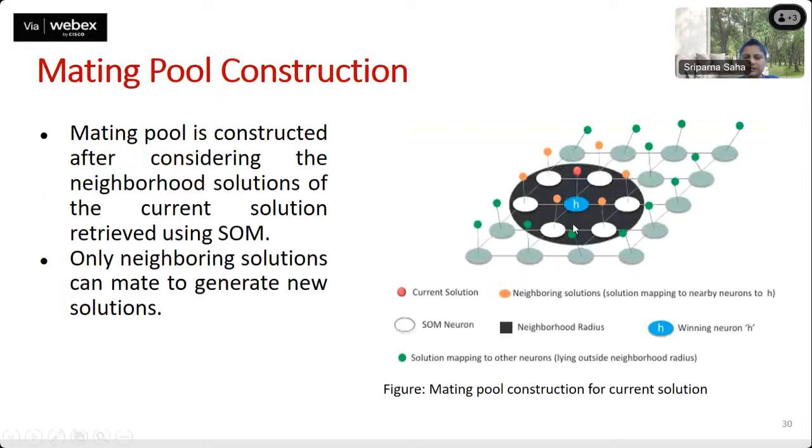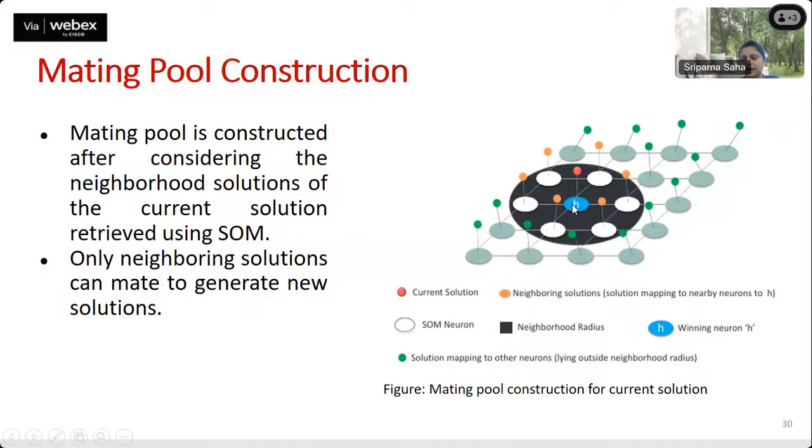So the mating pool is this. The mating pool is constructed after considering the neighborhood solutions of the current solution, retrieved using the self-organizing map. Suppose H is your current solution. We search for the neighborhood of the current solution, and this neighborhood is our mating pool. So for the crossover and the mutation, the solutions in the neighborhood will take part.